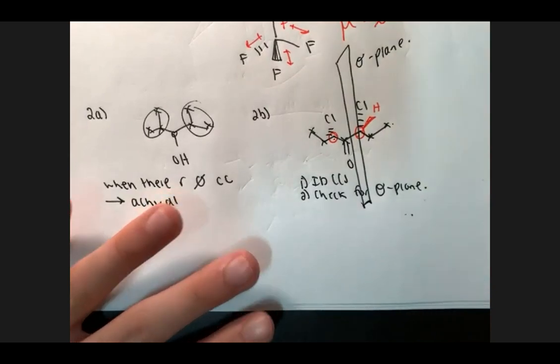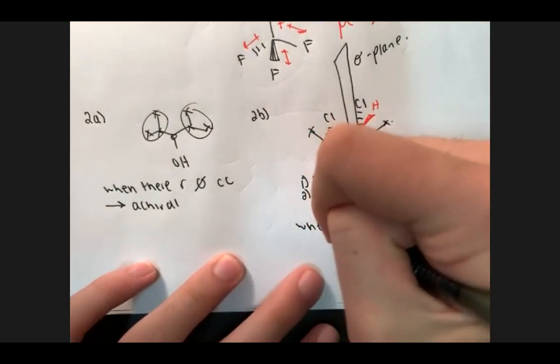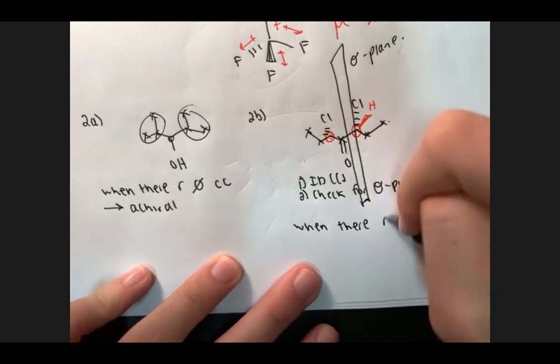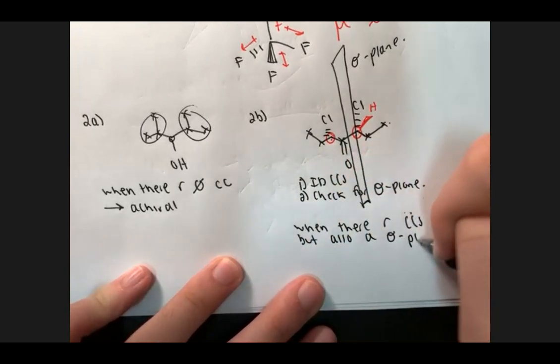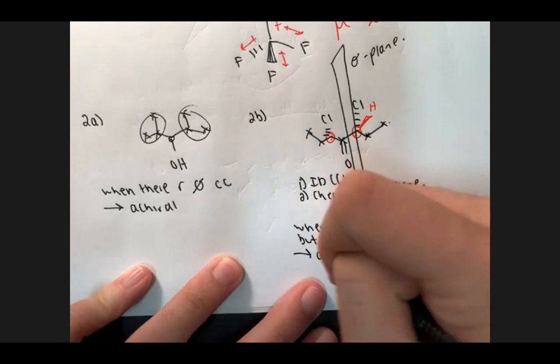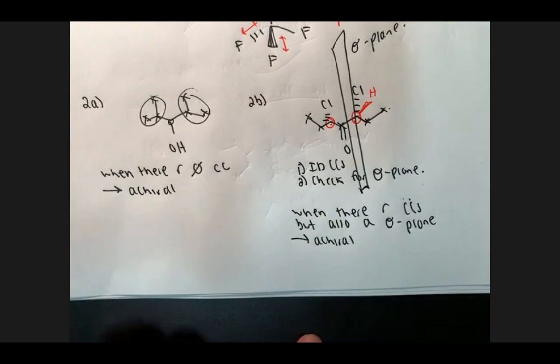Okay, and when there is symmetry in a molecule with chiral centers, it's achiral as well. So let's write that next rule. When there are chiral centers, but also a sigma plane, you get achiral as well. So these are the 2 instances that we can get achiral. One where there are no chiral centers, or one where there are chiral centers, but there is symmetry.